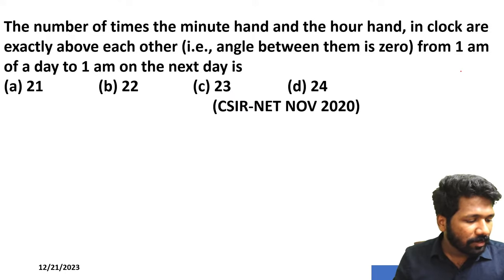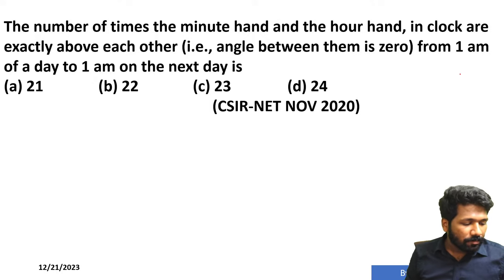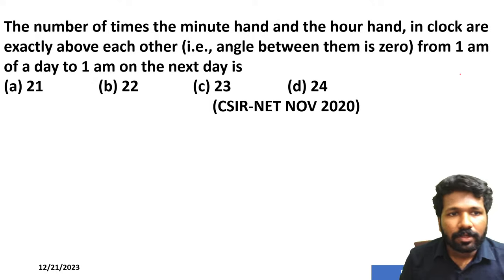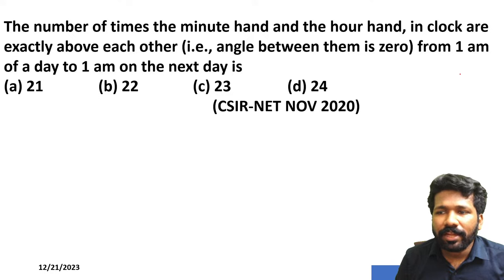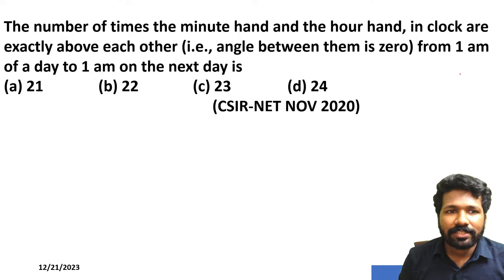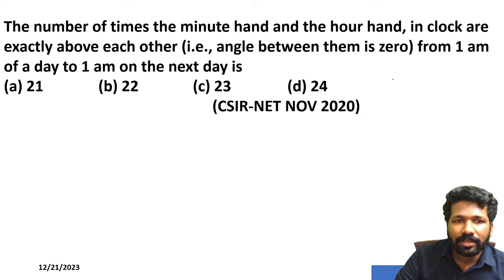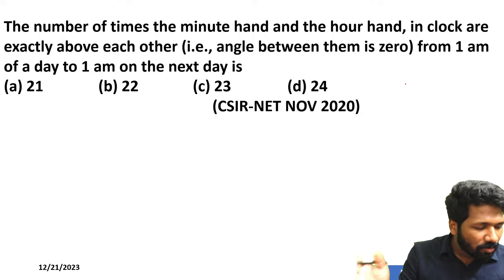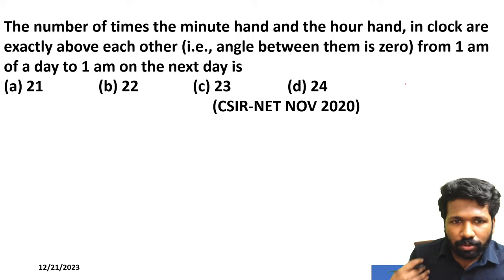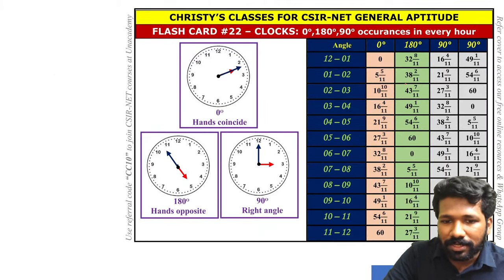Okay, so I'll explain. Some of you got the answer. The number of times the minute hand and hour hand of a clock are exactly above each other, that is 0 degree, from 1 a.m. to 1 a.m. the next day. 1 a.m. to 1 a.m. means 24 hours. Today 1 a.m. to tomorrow 1 a.m. means it is 24 hours, no?